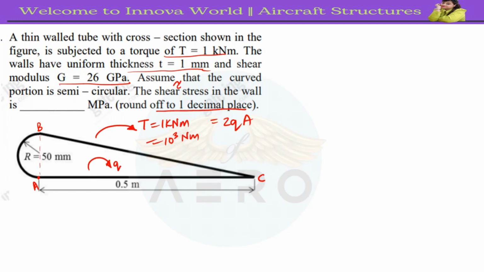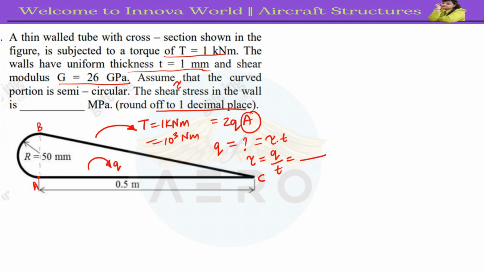Now what is this A? A is the enclosed area. One part is a semicircle, another is a triangle. So find it out and tell me. After you find out this A, the Q value is unknown. Now what are they asking to find? The tau value. So there is another formula for tau, that is Q equals tau into t. I hope you remember. So from that you can find tau, the shear stress, equals Q by t, and whatever comes will be your answer.